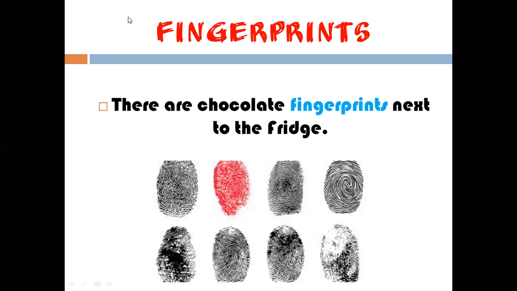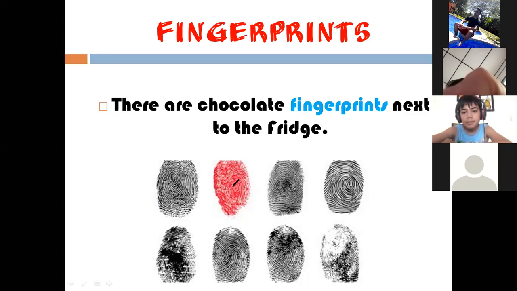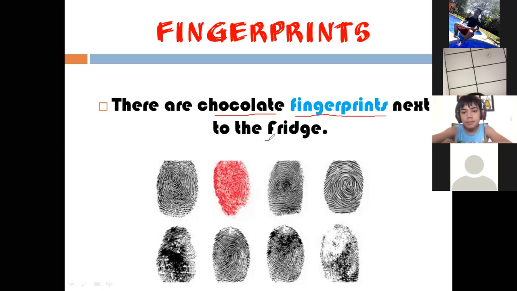For example, in my case, I have an ID. You know, in Spanish it's DUI. I have a DUI or an ID, and I need to print or put my fingerprints. So this is an example. There are chocolate fingerprints. Someone was eating chocolate next to the fridge or refrigerator. Remember, there are chocolate fingerprints. So that is the evidence in this case. Okay.